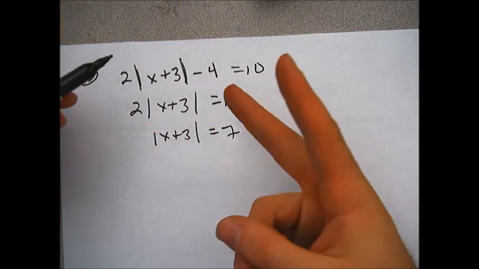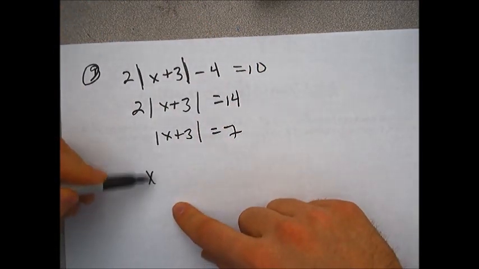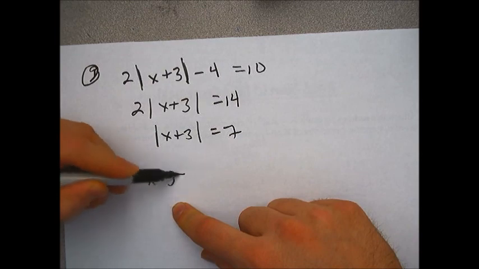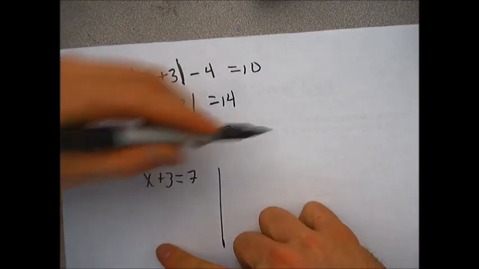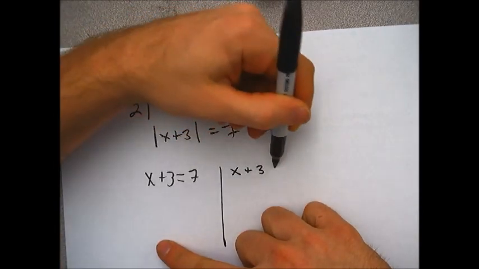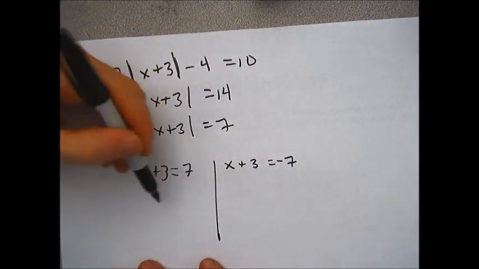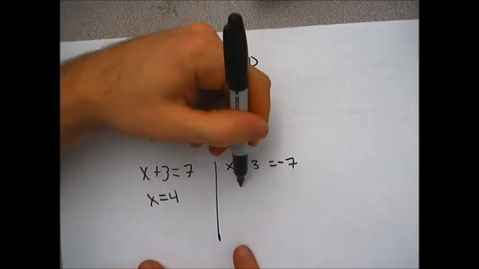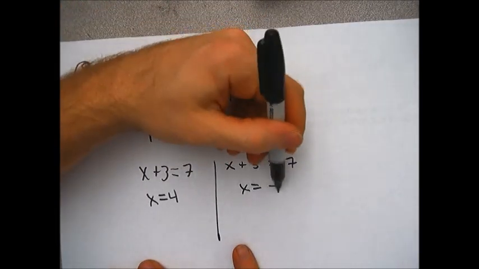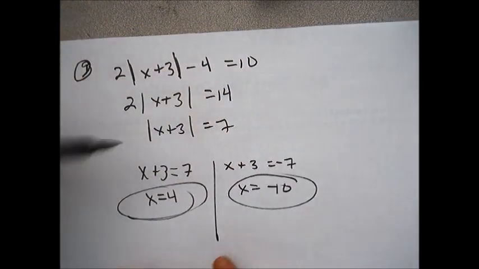Absolute value, remember, 2 answers. So I set it to the positive, and I set it to the negative. So go through and solve. X is equal to 4, x is equal to negative 10, and those are my answers.